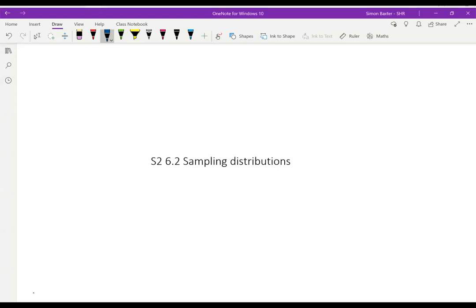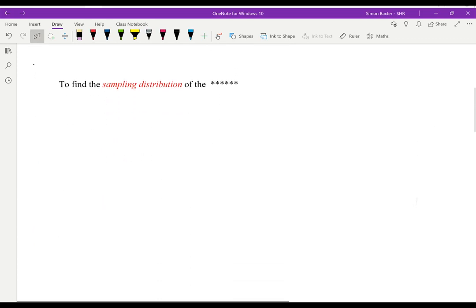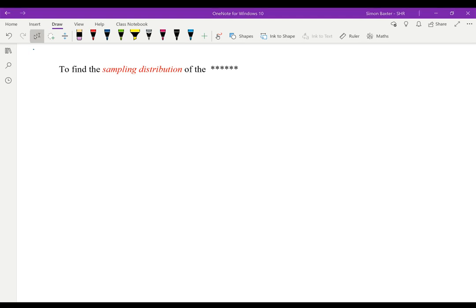In this video, I'm going to look at sampling distributions. We might be looking for the sampling distribution of the mean, the sampling distribution of the median, or any other statistic that we could find from the sample. If I'm going to do that, I will need all possible values of the statistic, together with the probability that each value happens by chance alone.